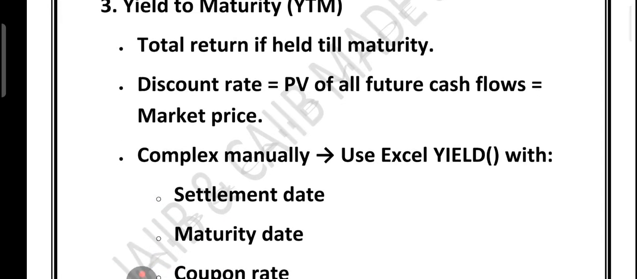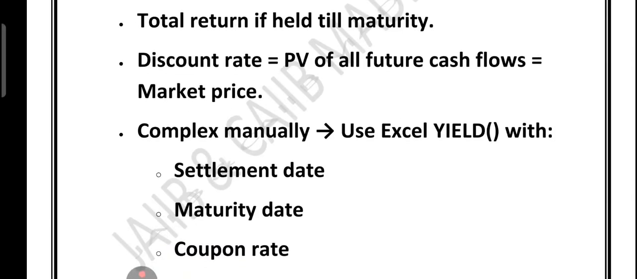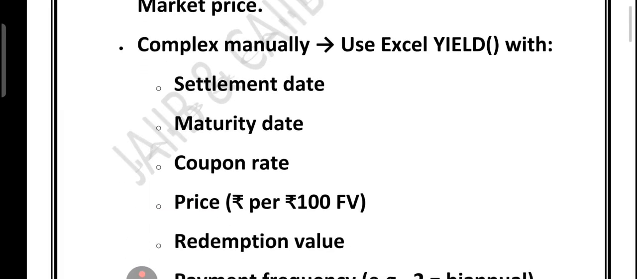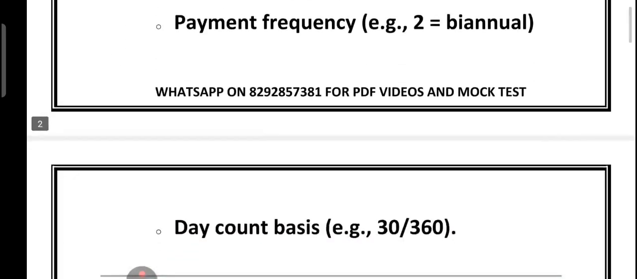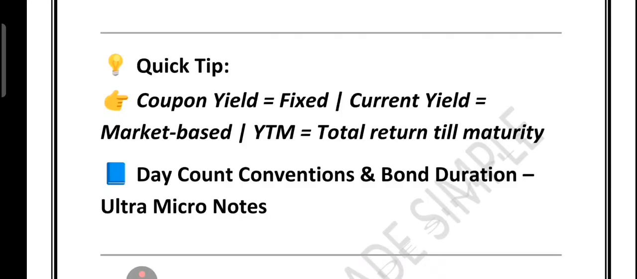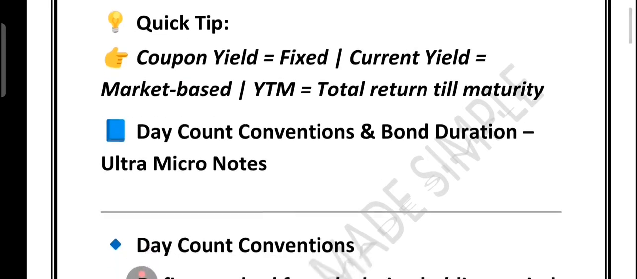And if we talk about the discount rate, what is the meaning of discount rate? See, we have the future cash flow, right? We find the present value of all those future cash flows, right? So that is basically what we are doing. We have a cash flow available. We find the present value of all those cash flows, right? And discount rate is equal to market price. So basically, there is an Excel tool which is used to solve these kinds of problems. I'm not going to explain all those things, right? Now, remember, coupon yield is fixed, current yield is market based, and YTM is total return till maturity.